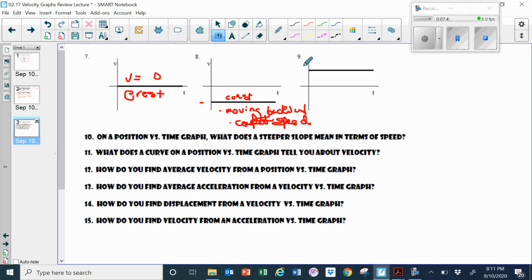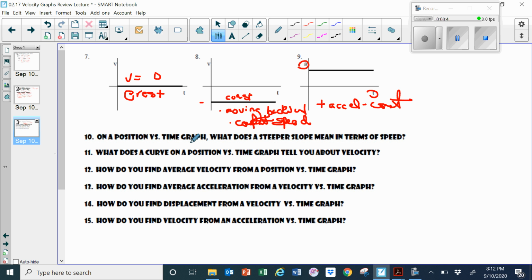And then the last one, notice this is an acceleration time graph. So we're going to go back up and ask, is it moving forward, backward, or not moving? Well, you can't say. You can't really say which direction it's moving. But you know one thing: it has a positive acceleration, and that acceleration is constant. But you don't really know what direction you're traveling, and you don't even know that you're speeding up.